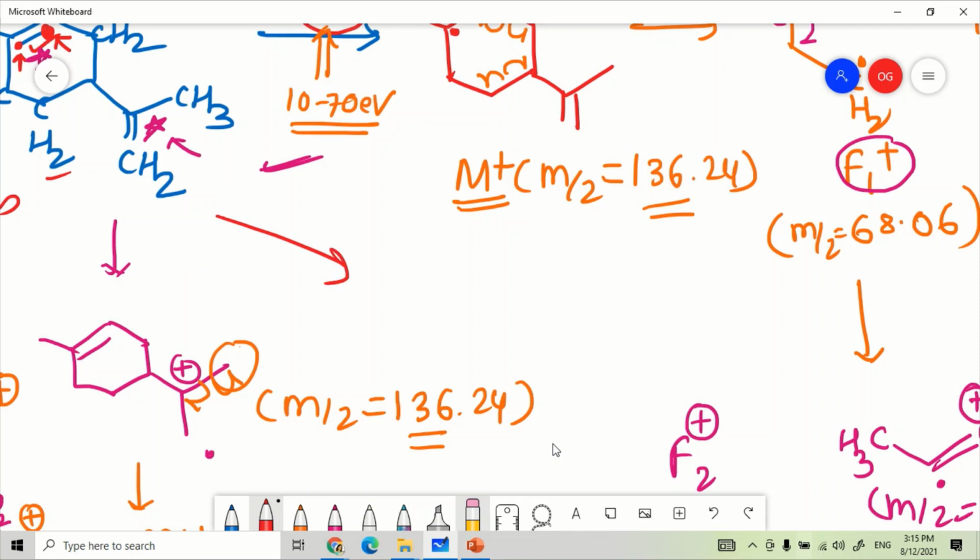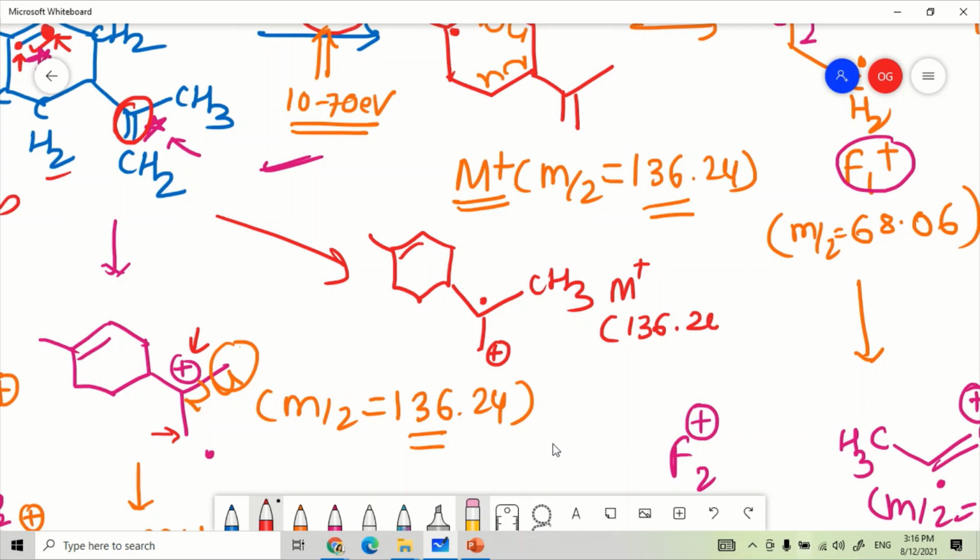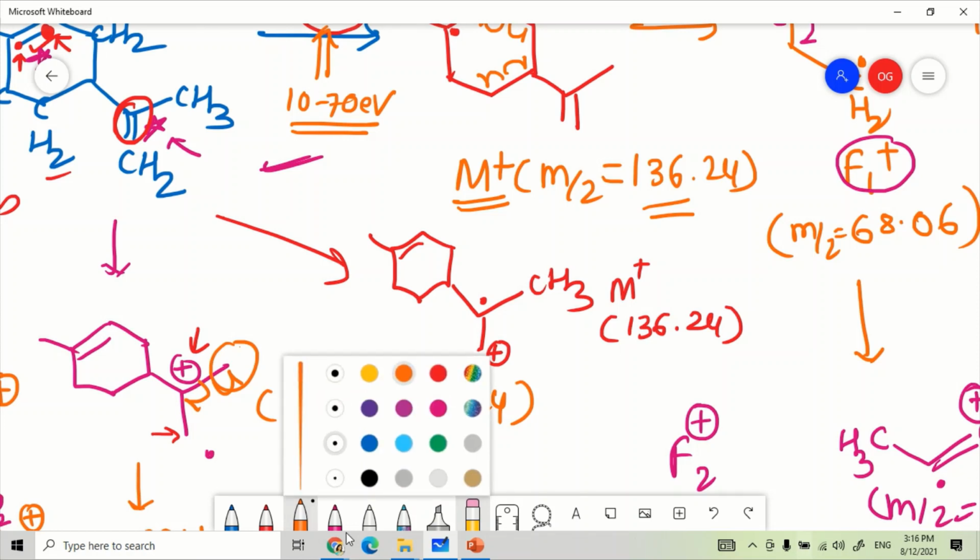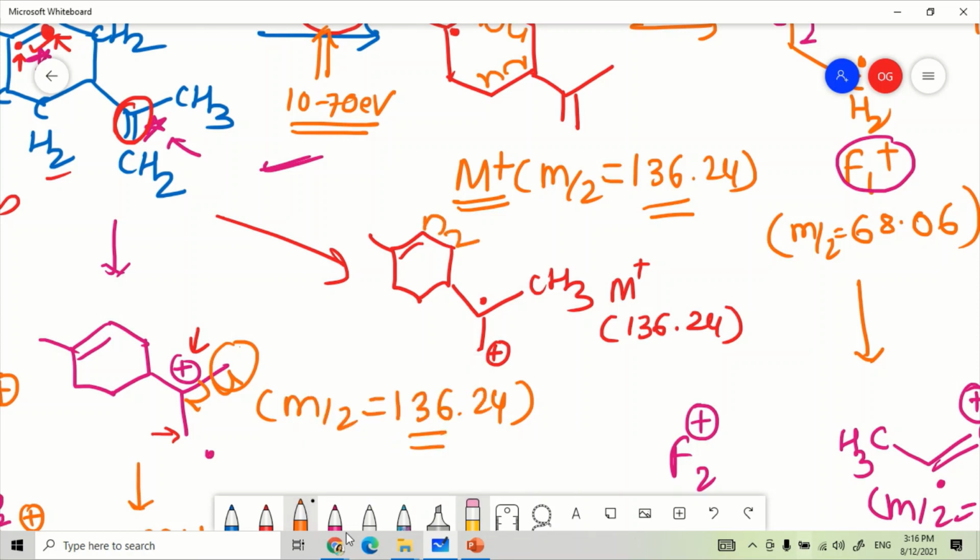Now here you may ask why the charge has to be here, why the charge cannot be here if I am removing one of the electrons from this bond. So yes, that is also possible. I can show it like this, and the rest of the structure as it is. See, it may happen in this way. So this is the molecular ion in that case, which will again have the m by z value of 136.24, and this will then further undergo fragmentation by homolytic cleavage at multiple places.